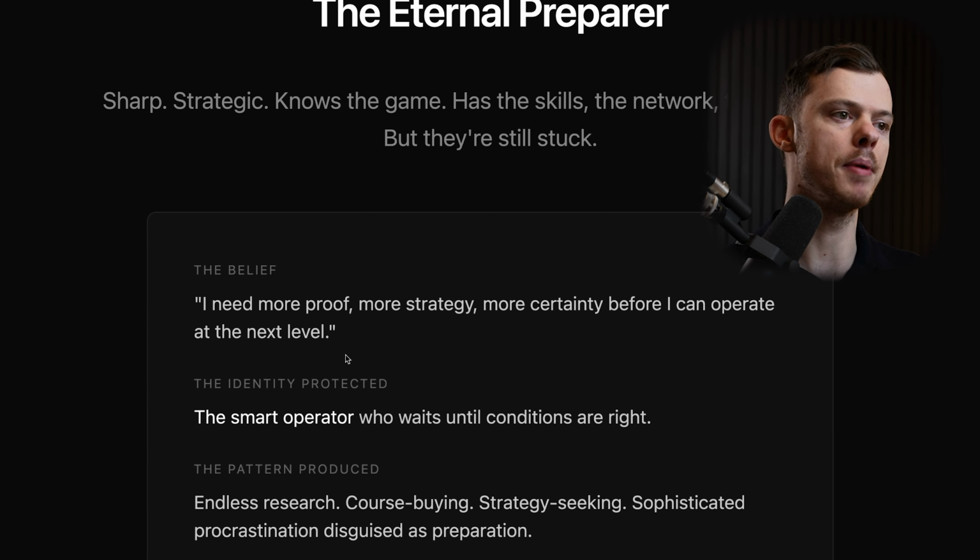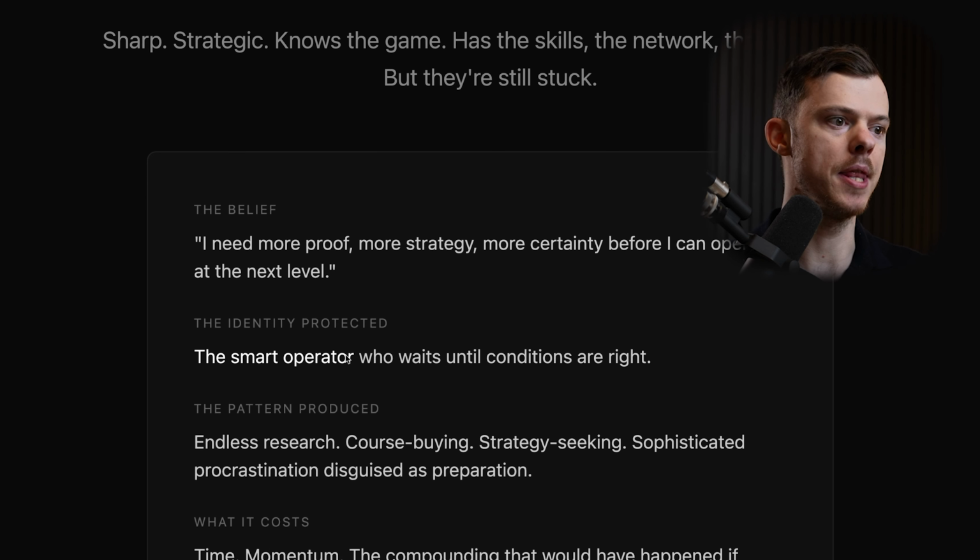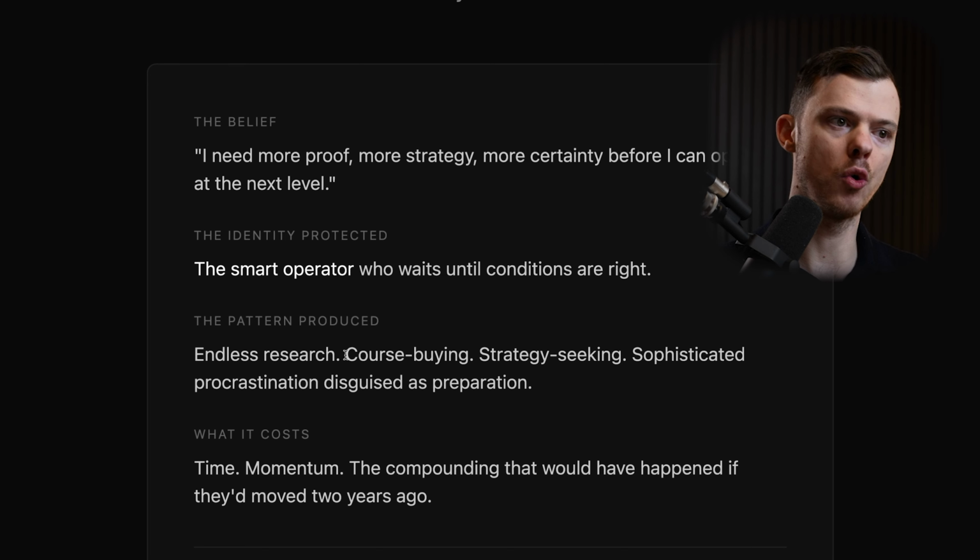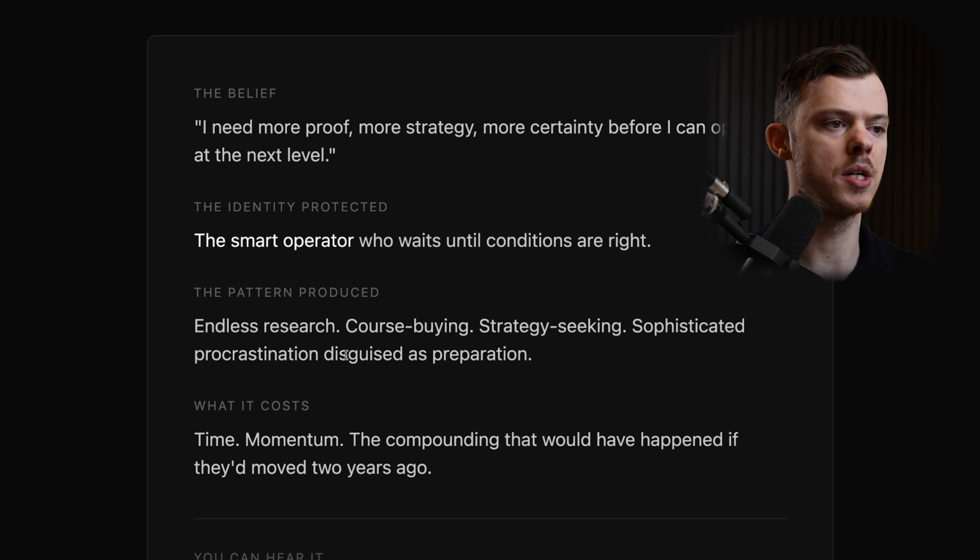Your fundamental belief is I need more proof, more strategy, more certainty before I can operate at the next level. And here's how your identity protects this. You are the smart operator who waits until conditions are right. And the pattern is endless research, course buy-in, strategy seeking, sophisticated procrastination disguised as preparation. And this is what it costs: time, momentum, the compounding that would have happened if they'd moved 2 years ago.